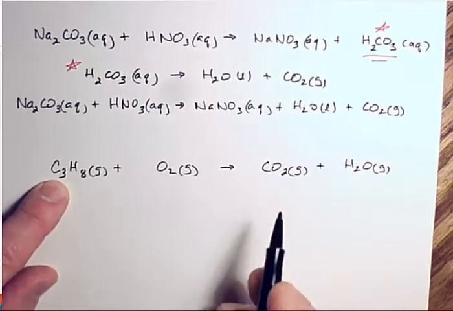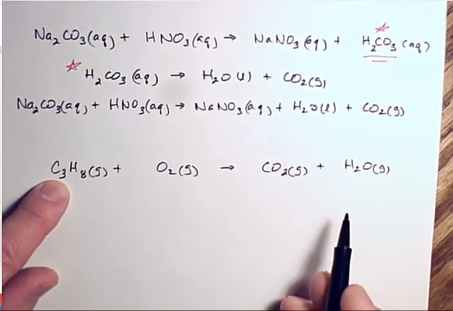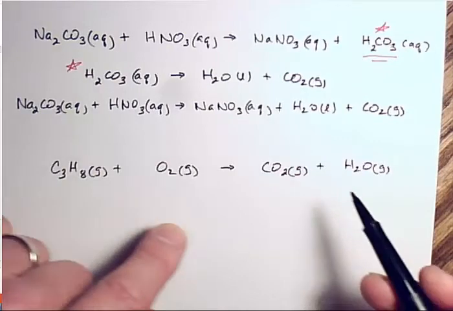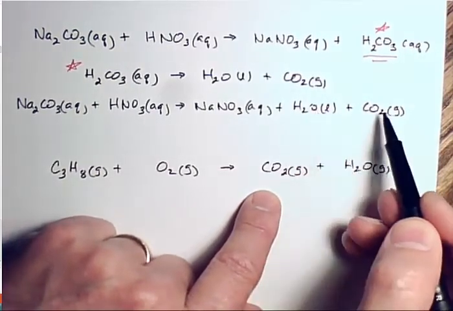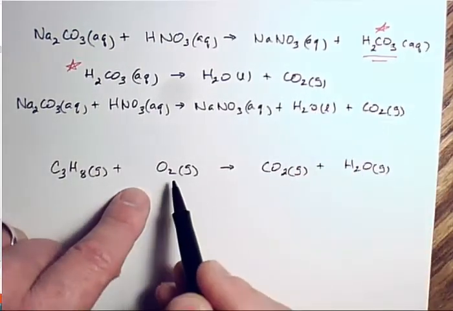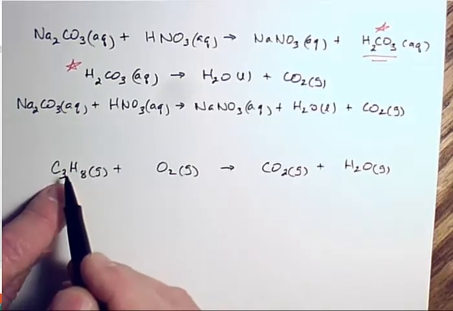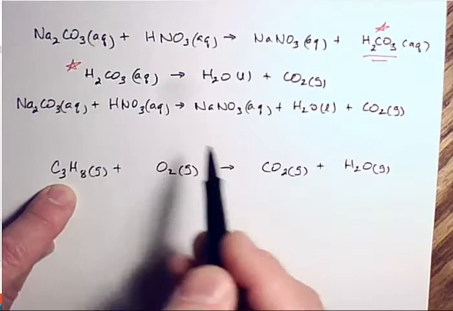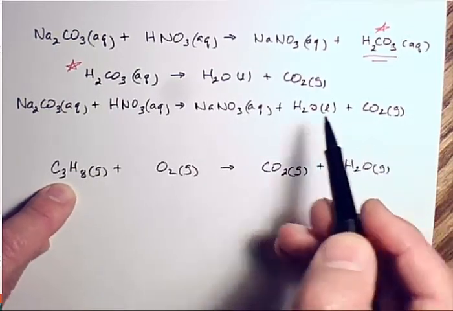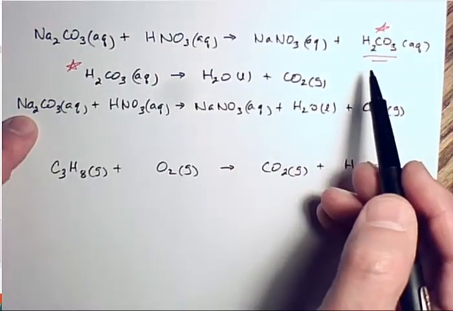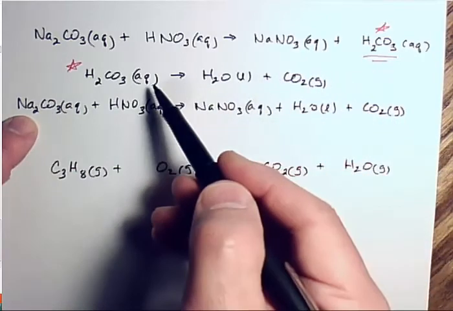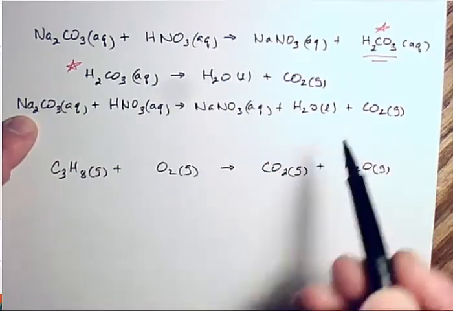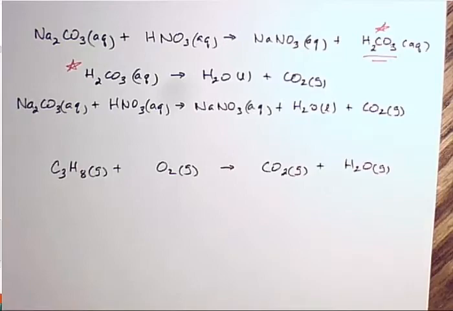Okay? Those are always going to be the products. So predicting the products of a combustion reaction is the easiest one. Now I know that's water, and that's CO2, but you also have to consider that we're starting with something else. We're starting with a hydrocarbon and oxygen. So this is a combustion reaction, and this one's not. This is actually a double replacement reaction that has, as part of it, a decomposition. Okay?